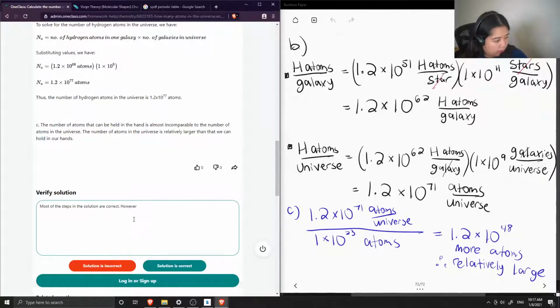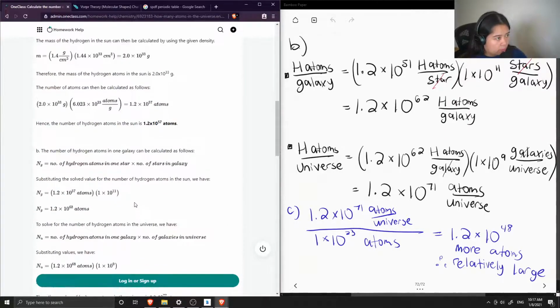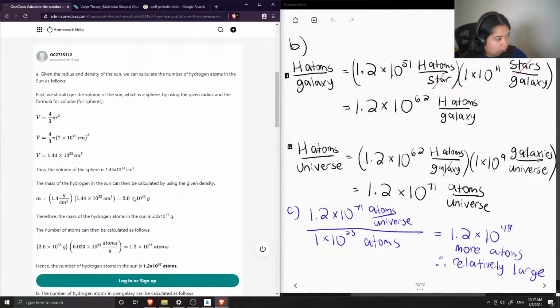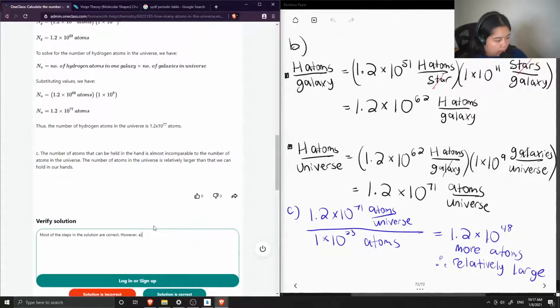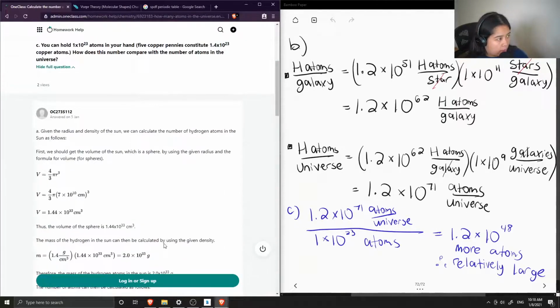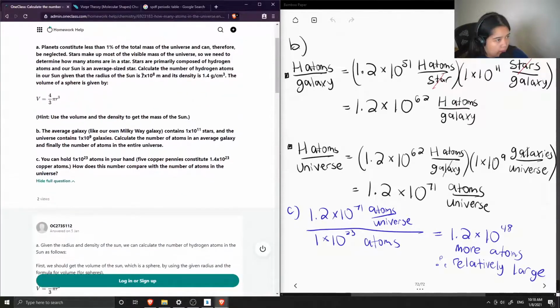However, in A, in the initial calculation for solving for volume, the radius should be 1 times 10 to the 8 meters.